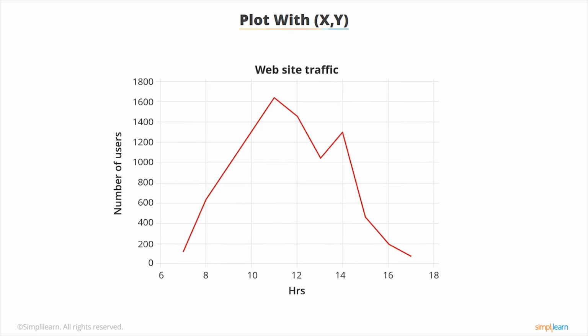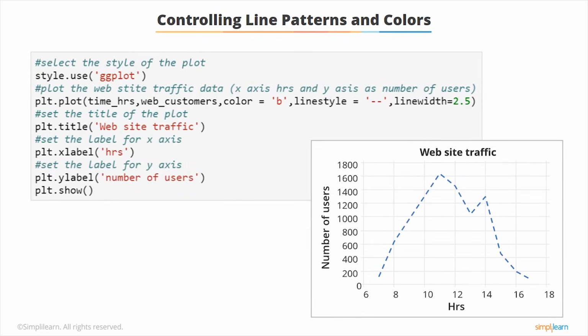It's also possible to change the line style of the plot. To change the line style of the plot, define the line style as dashed in the plot method. Observe the output graph changes to a dashed line. Also note that the color is defined as blue.